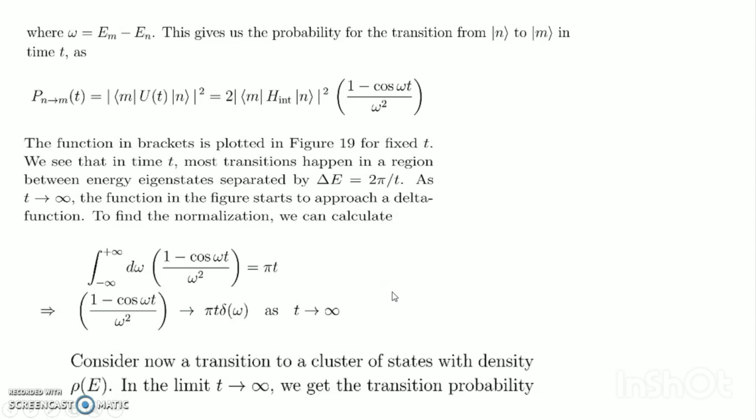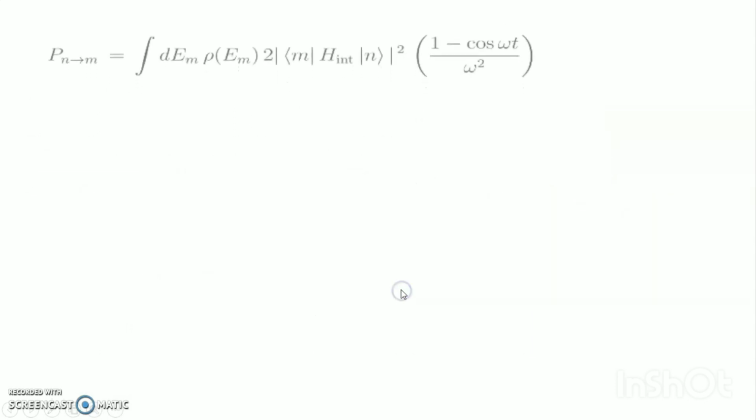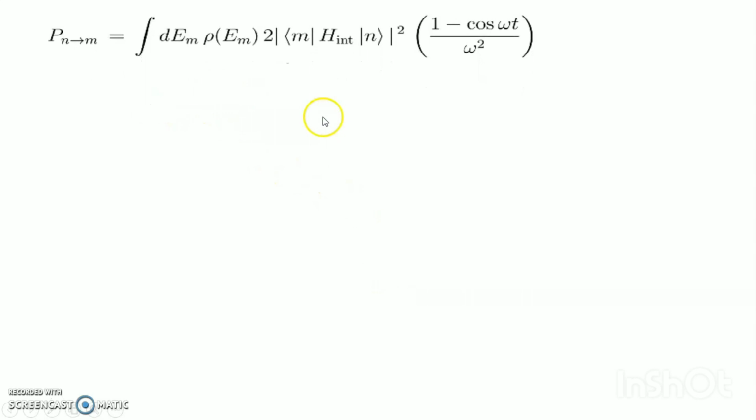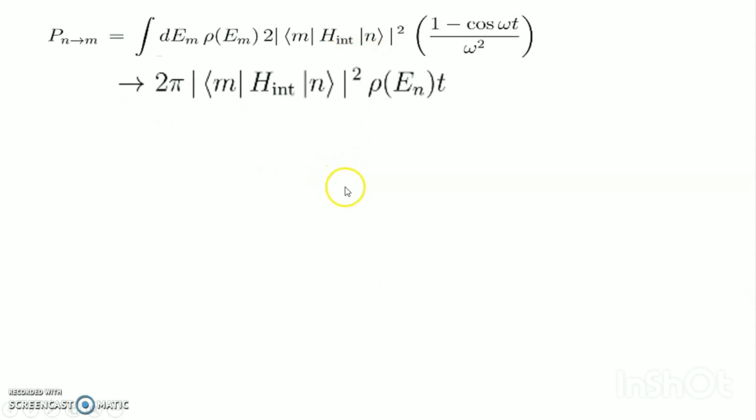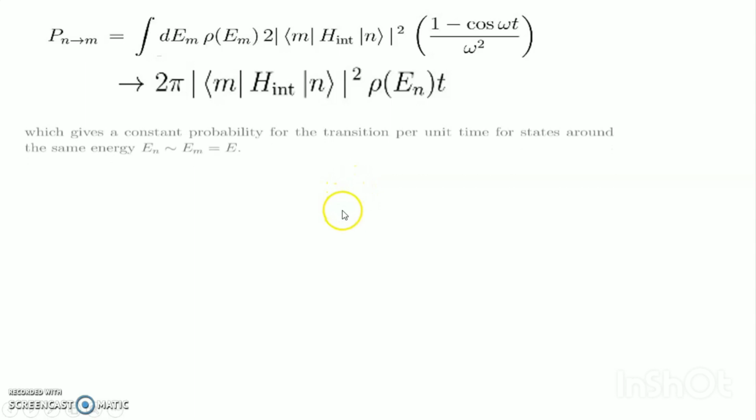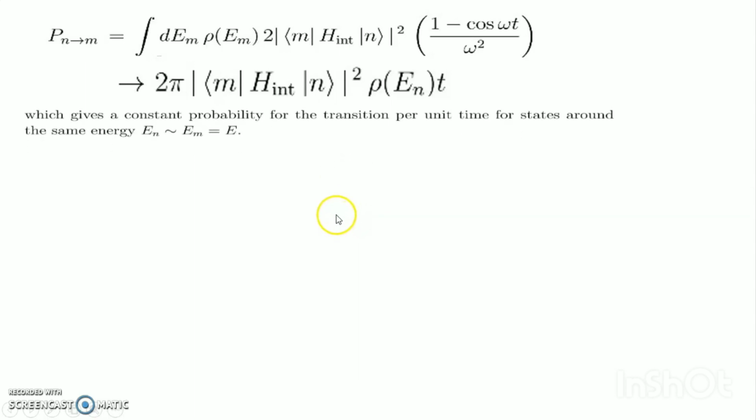Consider now transitions to a cluster of states with density ρ(E). In the limit t tends to infinity, we get this transition probability, which gives a constant probability for the transitions per unit time to states around the same energy as the state |n⟩, proportional to ρ(E_m).